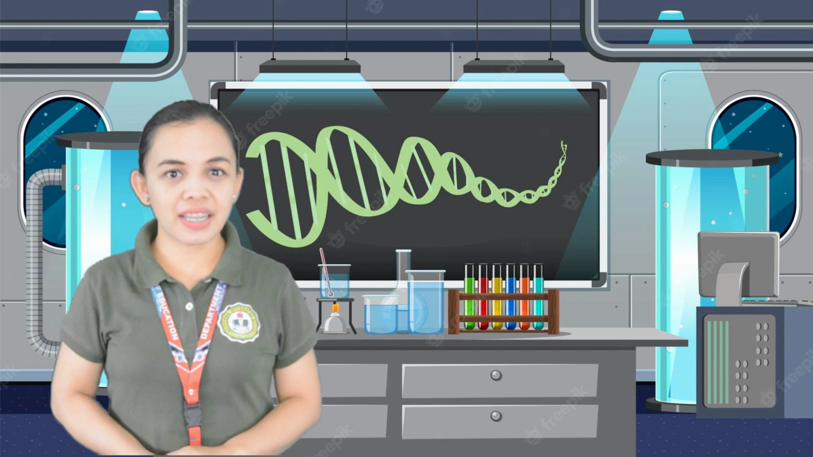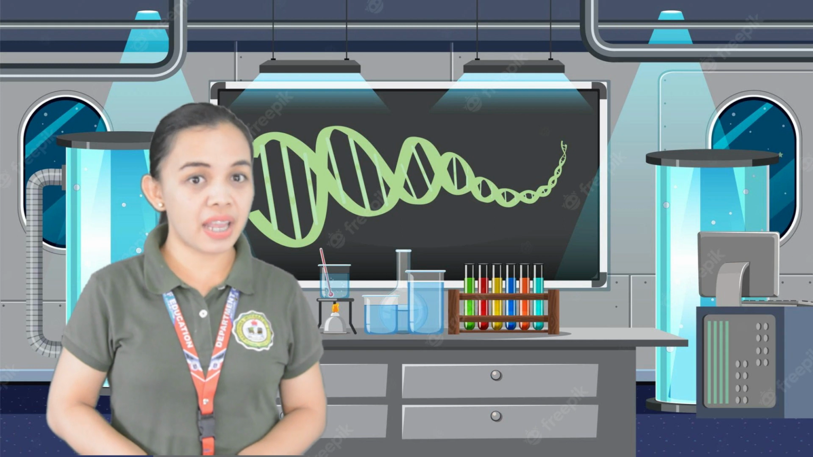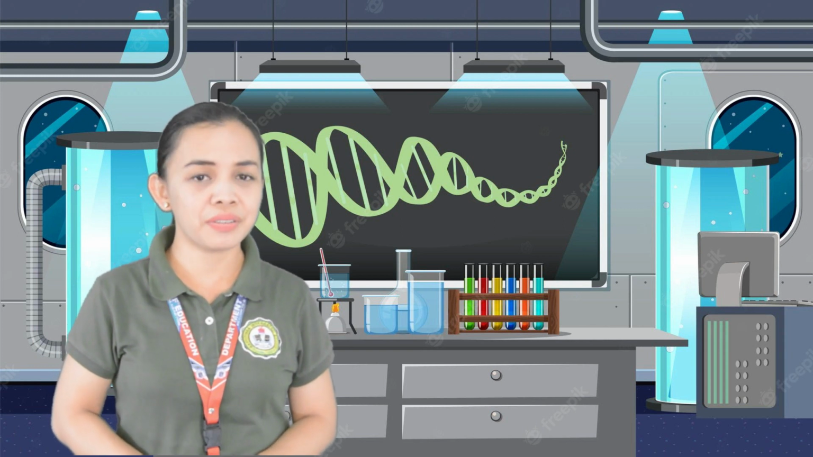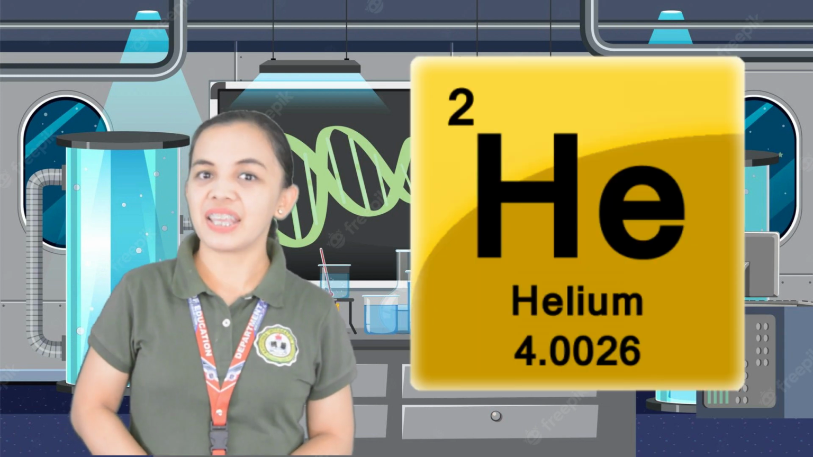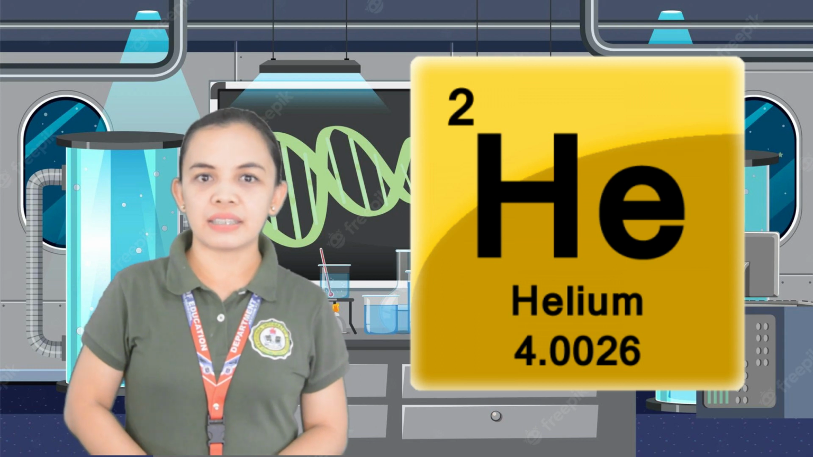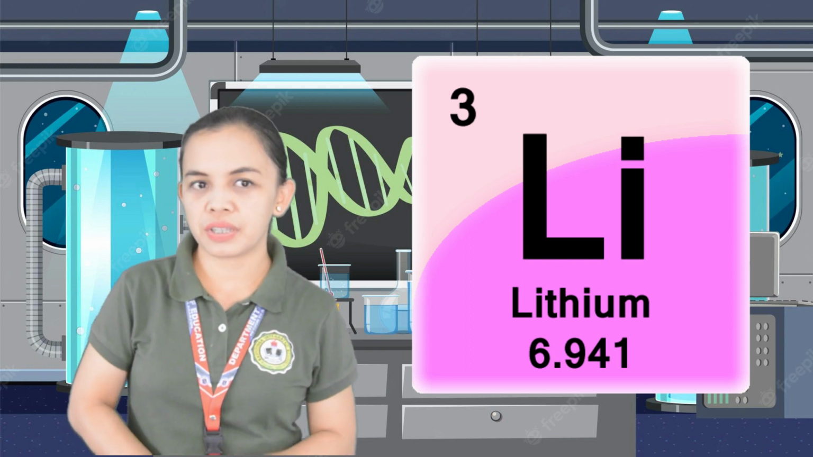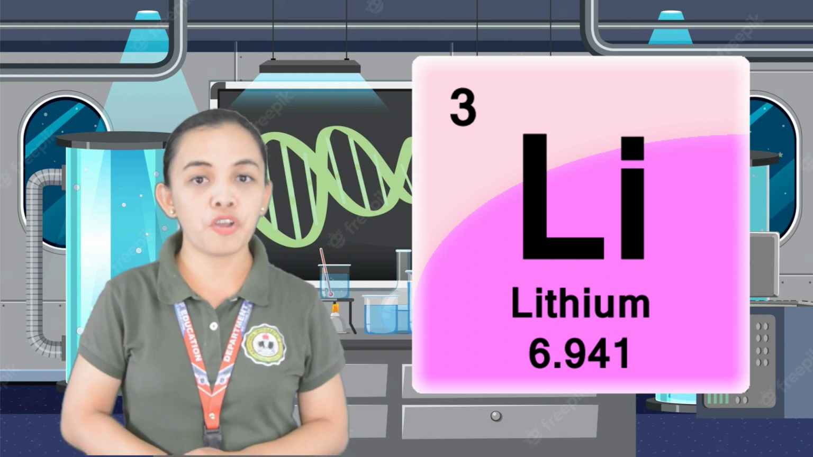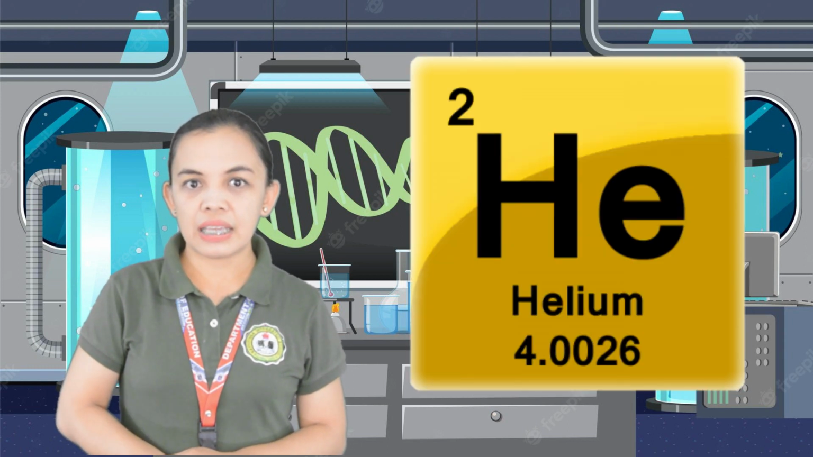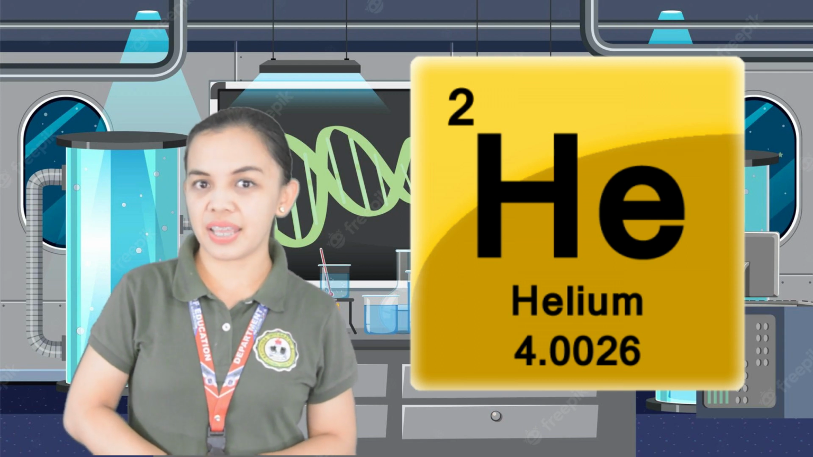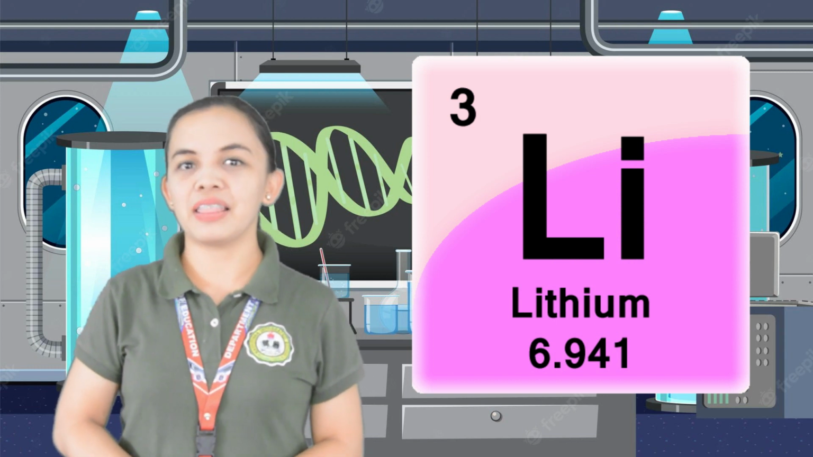Next, the second rule in writing the element is that elements can be written using the first two letters of the name of the element. Example, helium, He. Lithium, Li. Take note that it must start with a capital letter and the second letter must be in small. So helium, it is He, capital letter H, small letter e. Lithium, capital letter L, small letter i.